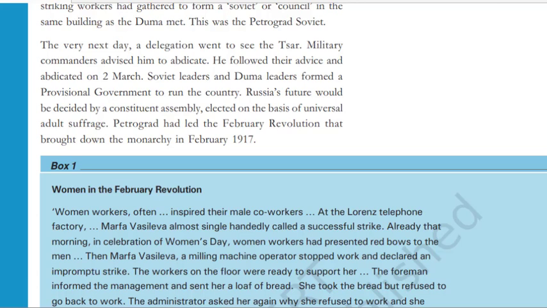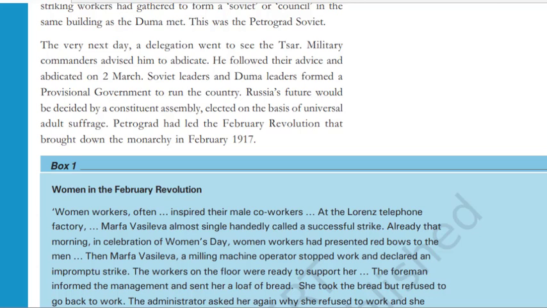Box 1. Women in the February Revolution. Women workers often inspired their male co-workers. At the Lorenz telephone factory, Marfa Vasileva almost single-handedly called a successful strike. Already that morning, in celebration of Women's Day, women workers had presented red bows to the men. Then Marfa Vasileva, a milling machine operator, stopped work and declared an impromptu strike. The workers on the floor were ready to support her. The foreman informed the management and sent her a loaf of bread. She took the bread but refused to go back to work.